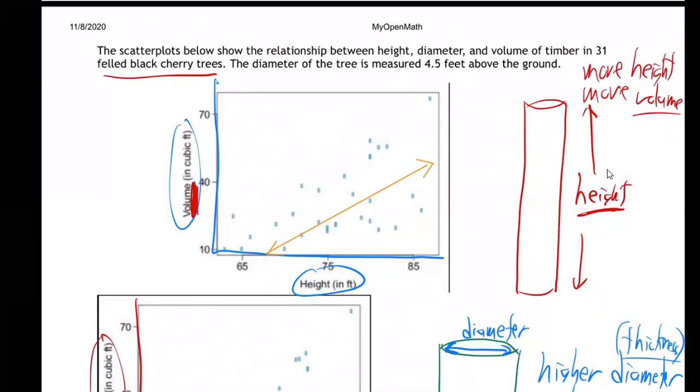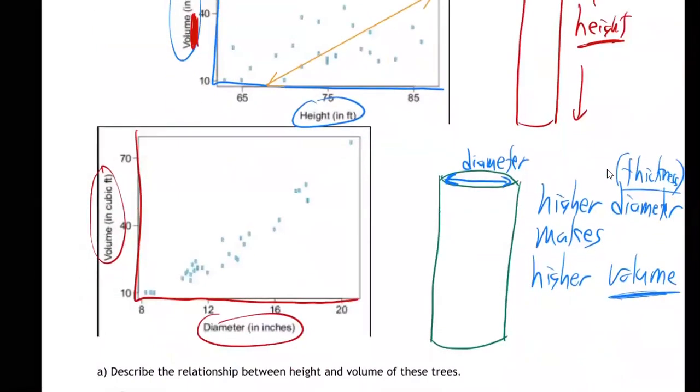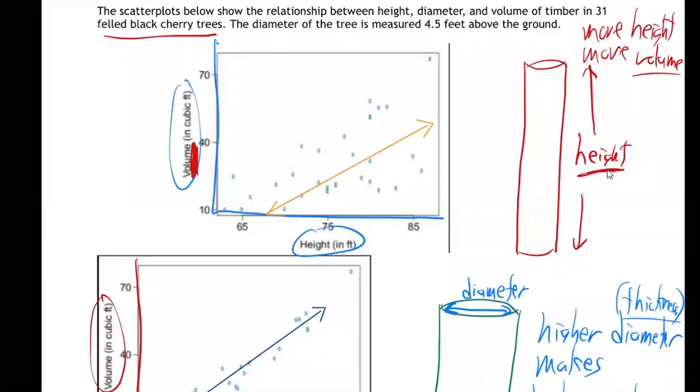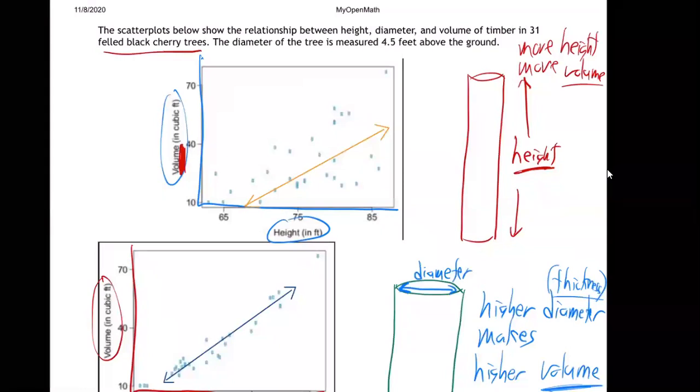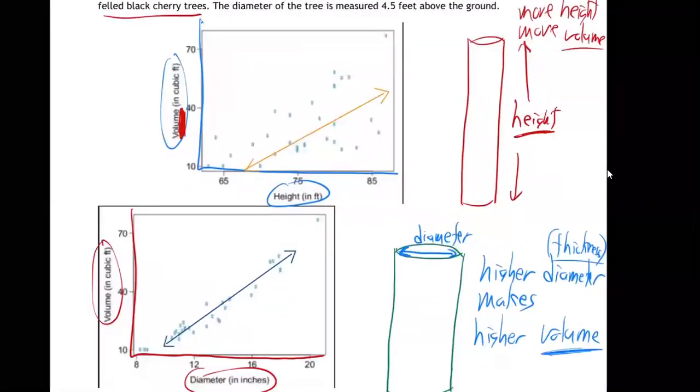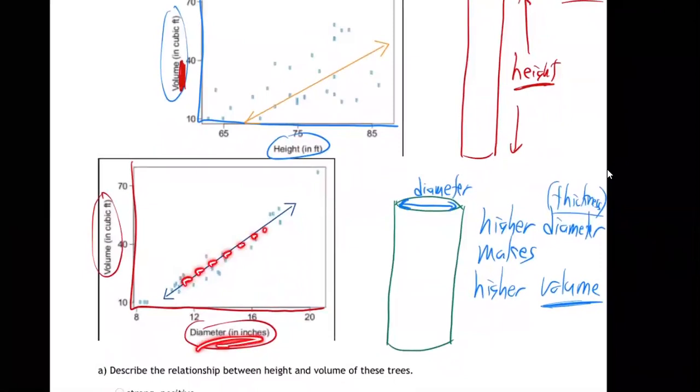Whereas this one right here, for the diameter, this is a very tight line. This is definitely a line going up. And it makes sense that these relationships would go up, because as you go up in your height, you tend to go up in your volume, right? More height is more volume. Taller trees, see how these dots tend to go up to the right? Same thing with this line. As you go up on the x-axis, which is diameter, higher diameter makes higher volume. You tend to go up on the y because the y-axis is volume. The dots tend to go up.